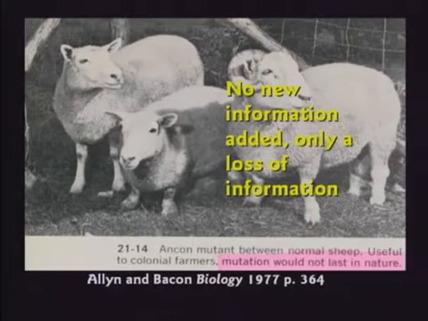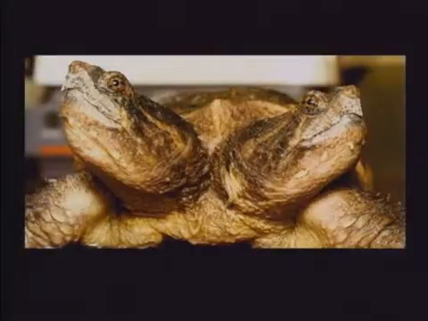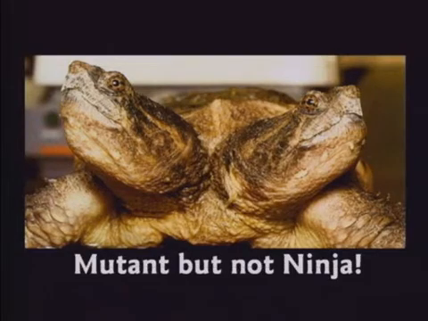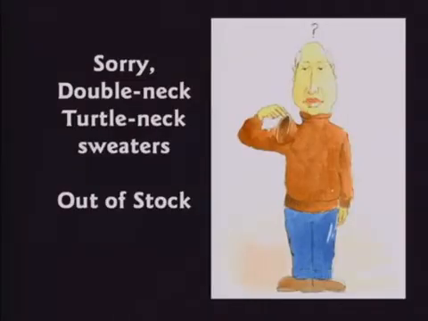And he's the first one the wolf is going to catch. Go, boys, go. Here comes the wolf. Oh, Herman didn't make it. There's a two-headed turtle. That's a mutant. It's not ninja, but he's mutant. Okay. Now he's going to freeze the first winter because nobody makes a double-neck turtleneck sweater.